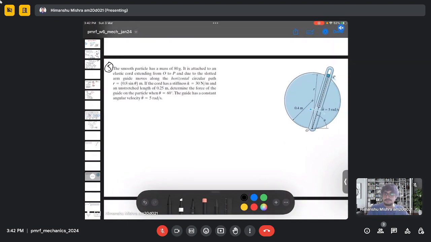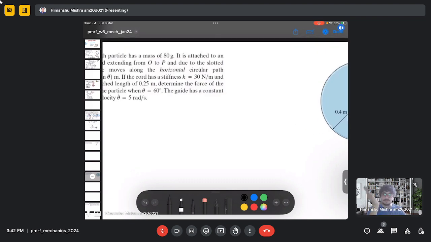In this question, we have a smooth particle which has a mass of 80 gram. It is attached to an elastic cord extending from O to P, and due to the slotted arm guide it moves along the horizontal circular path, which is given by r equals 0.8 sin theta. If the cord has a stiffness k of 30 Newton per meter and an unstretched length of 0.25 meter, determine the force of the guide on the particle when theta equals 60 degree. The guide has a constant angular velocity theta dot of 5 rad per second.